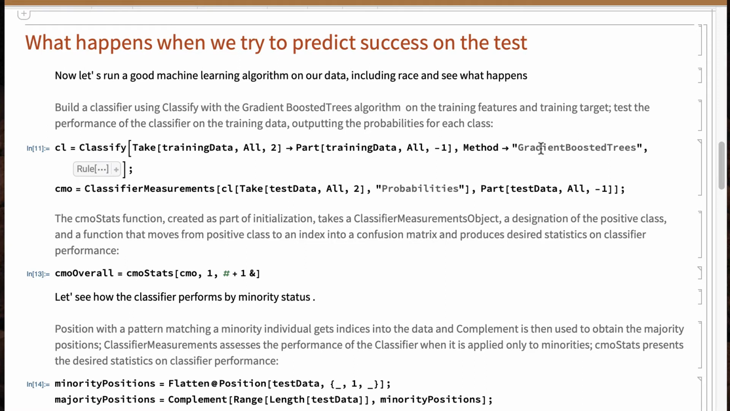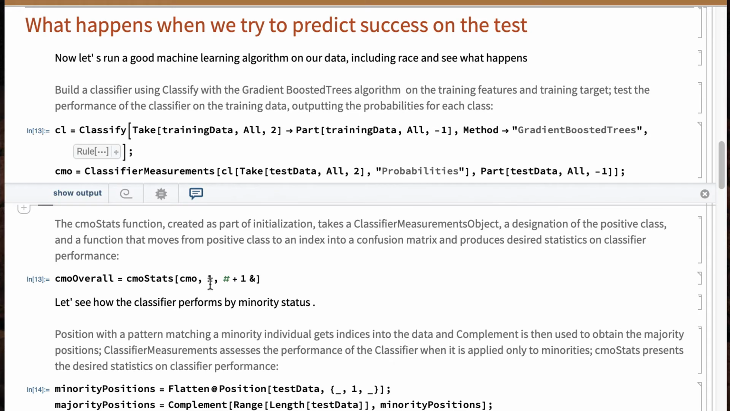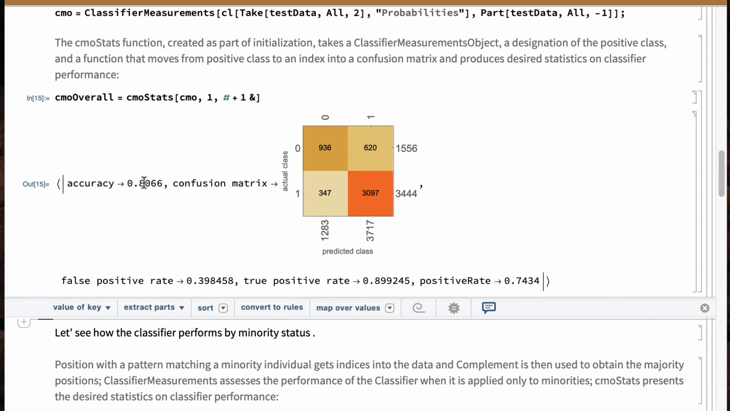And I'm going to use a fancy, modern algorithm called gradient boosted trees. So we'll run that, and then we'll see how our classifier performs on data that it's never seen before. So what do we see? We see that it's 81% accurate in making classifications. Here's how it breaks down among actual class and predicted class. So this is telling us that 620 people who were actually going to fail the exam are predicted to succeed on the job.